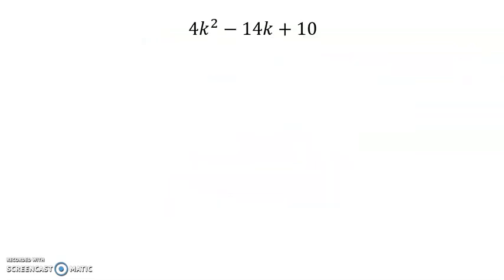Let's look at one more. 4k squared minus 14k plus 10. First thing you look for, greatest common factor. The biggest number all three can be divided by is 2. So we're going to take care of that first. Pull the 2 out, and what do you still have to multiply? So you still have 4k squared minus 14k plus 10. Well, 2 times 2 gets me 4 times k squared. There's 4k squared. 2 times negative 7 is negative 14 times k. There's the negative 14k. 2 times positive 5 gets me 10.